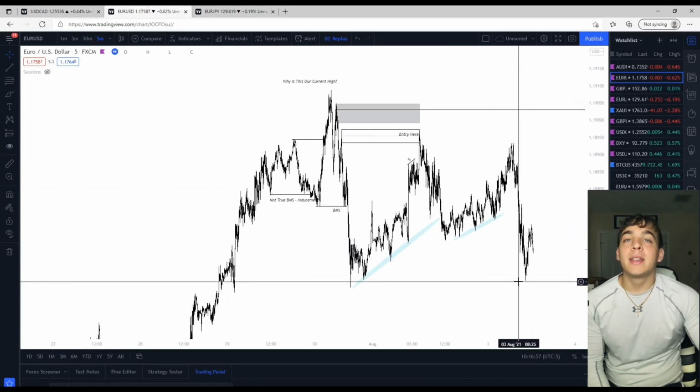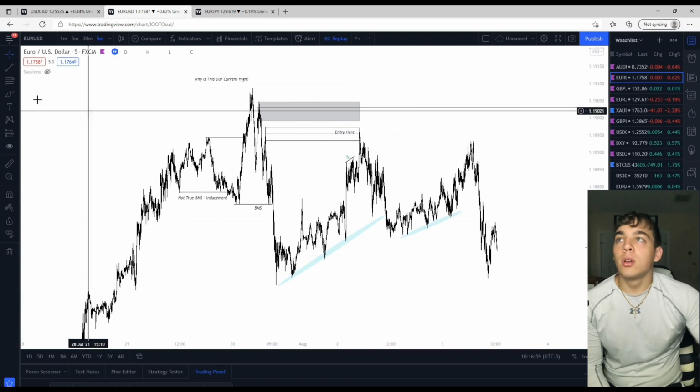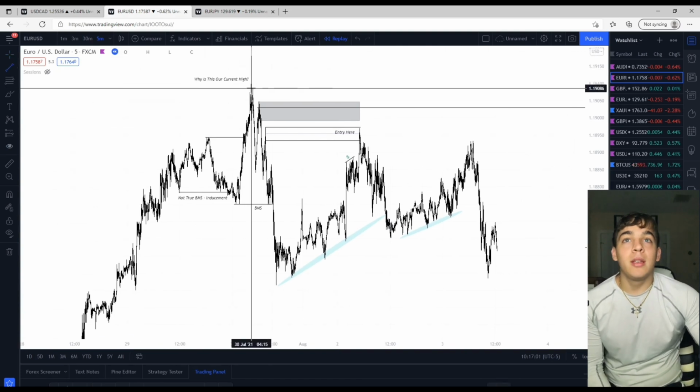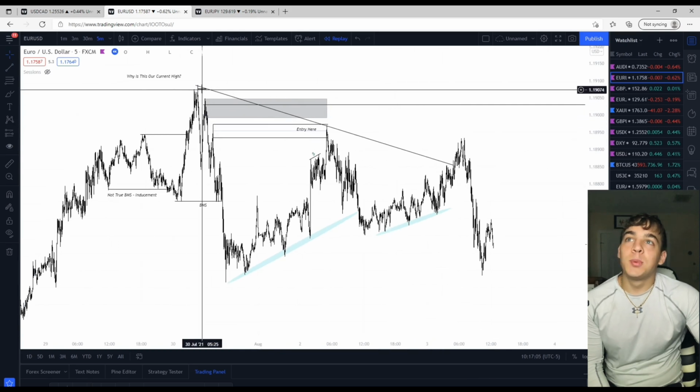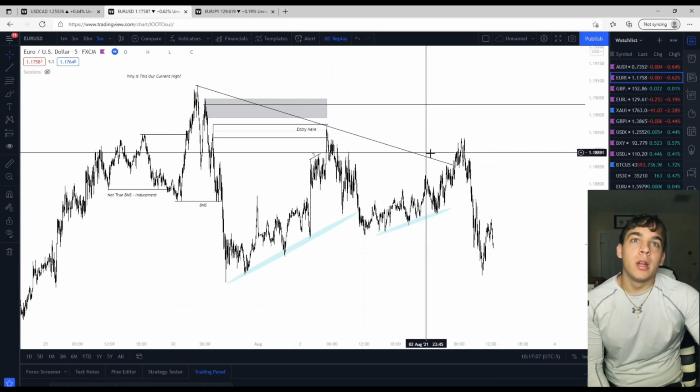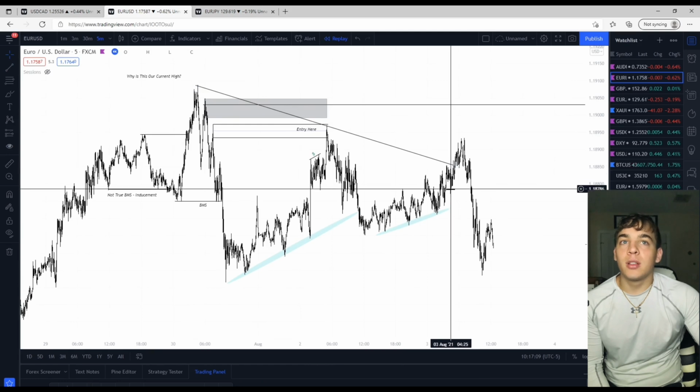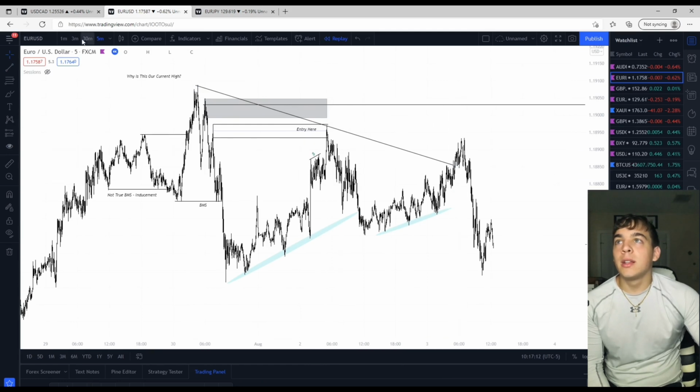Now, I did get stopped out of this trade at break even. If we take a look at why I believe I got stopped out at break even after securing a little bit of profits, it's because we started generating liquidity right here at the third touch of this trend line. We run the trend line, then we end up selling off.